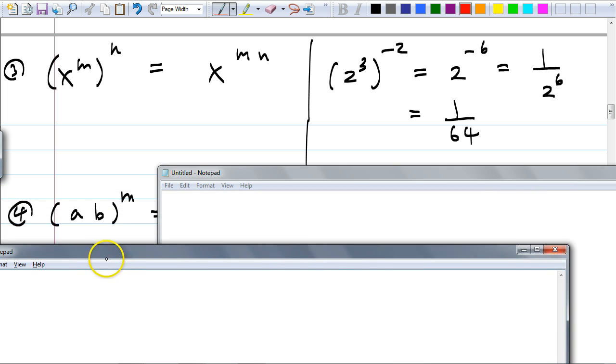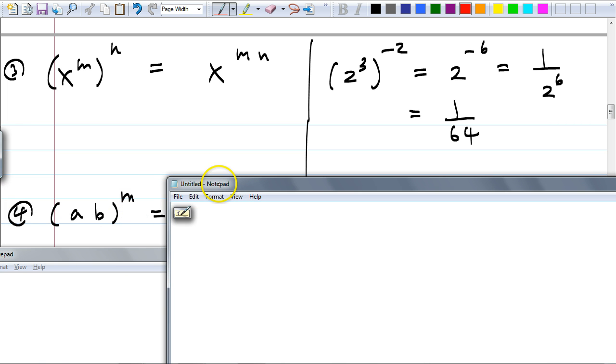Okay, and the next, this one's pretty straightforward. AB, you have now a product. The whole thing, AB, is being raised to the m power. This means AB times AB times AB, and you have m of these. So what does this give you? How about Eugene? Do you remember?